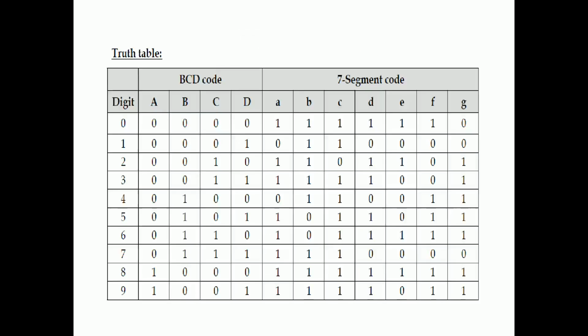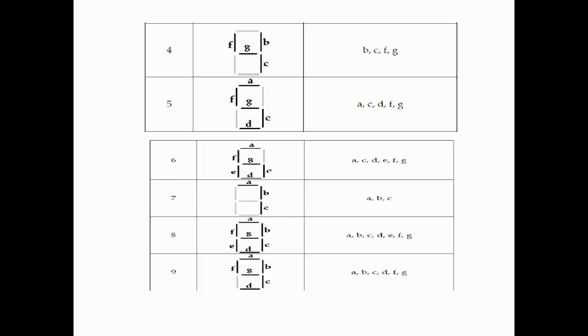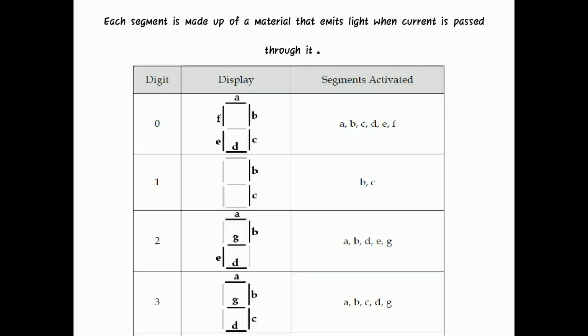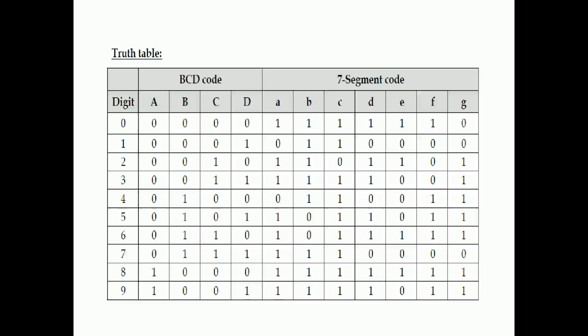So as you can notice here, digit 0. This is the truth table. A, B, C, D is 0, 0, 0, 0. Which segments will be activated? For example, you notice here in this slide, the 0 display. If I want to get a 0, which segments are activated? A, B, C, D, E, F. So see here, A, B, C, D, E, F are activated. G is 0. Similarly 1: if you want to get digit 1, what will I be getting? A, B, C, D is 0, 0, 0, 1. Only B, C will be activated, the rest will all be 0. Similarly, we need to continue till 9.